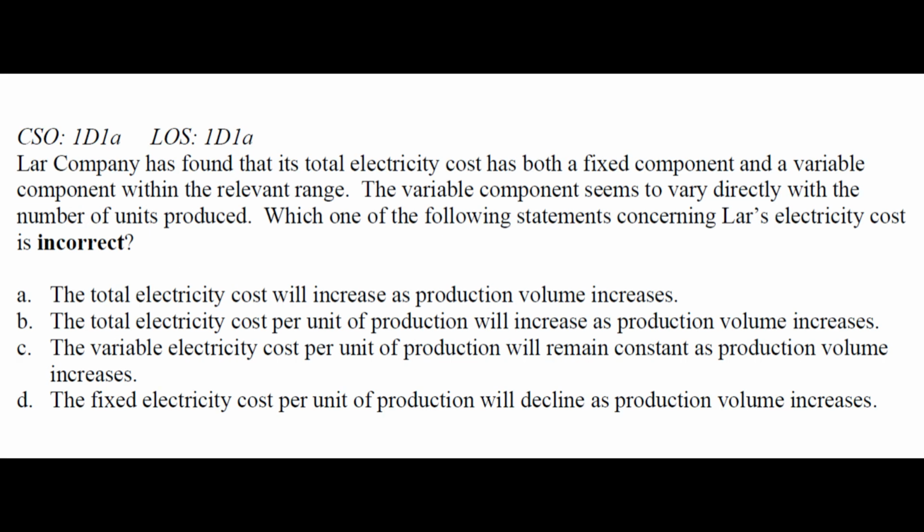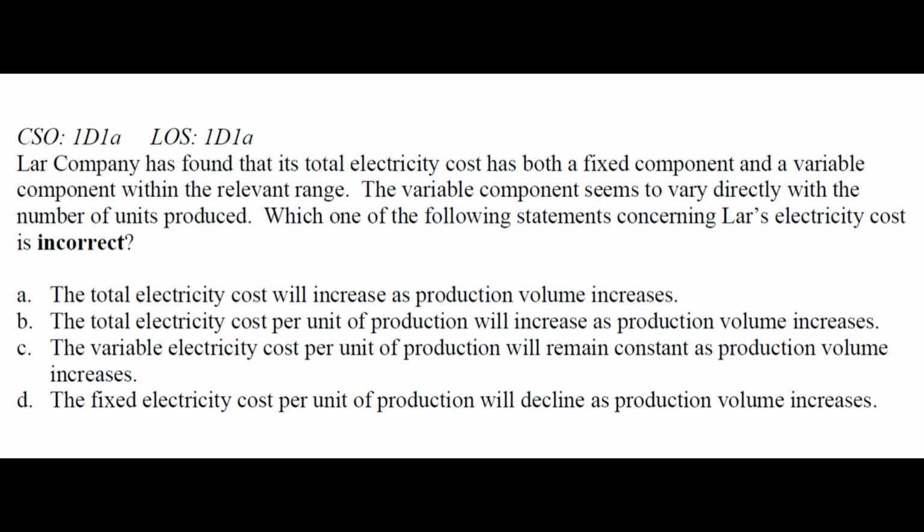This question tests the understanding of mixed, semi-variable costs, which contain both a fixed component and a variable component. Electricity cost is a common example because a company typically pays a fixed service charge plus an additional amount based on actual electricity consumption. The key phrase is both a fixed component and a variable component within the relevant range.